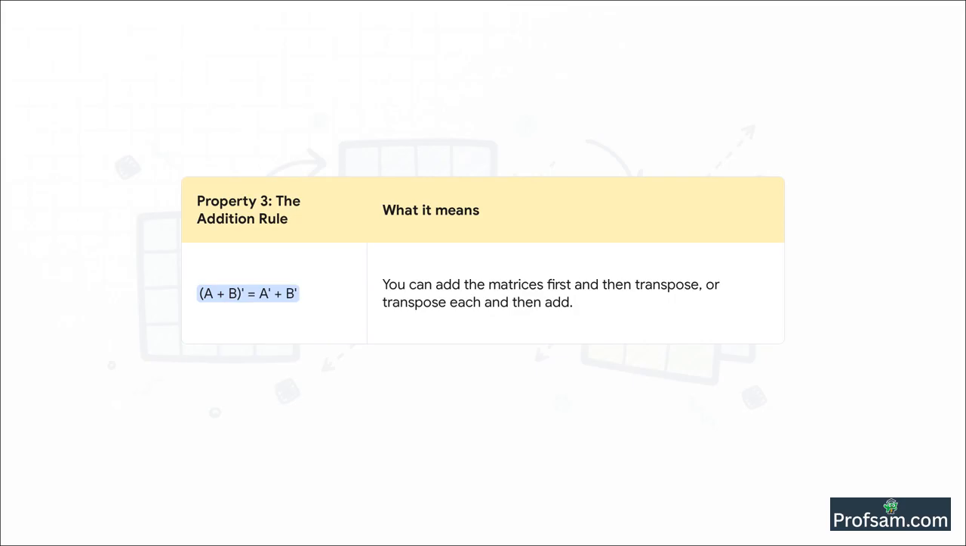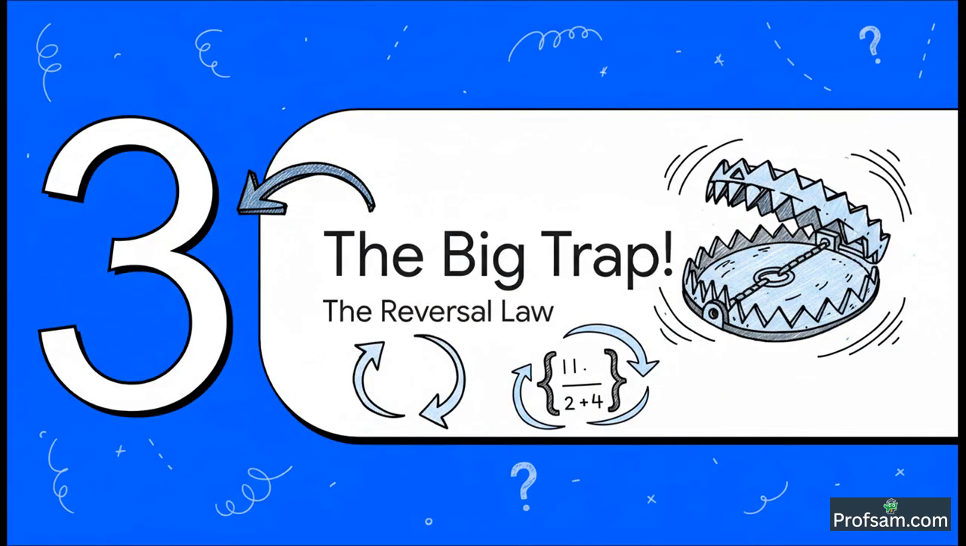The transpose of a sum of 2 matrices is just the sum of their individual transposes. So you can add A and B together first and then flip the result, or you can flip them separately and then add them. You'll get the same answer both ways. It's very straightforward.